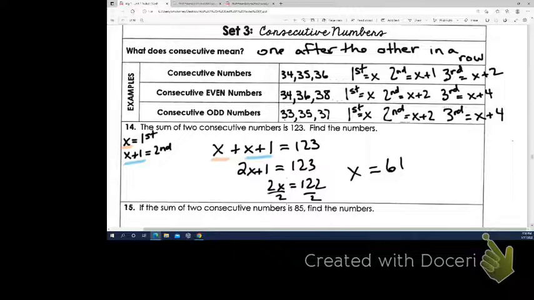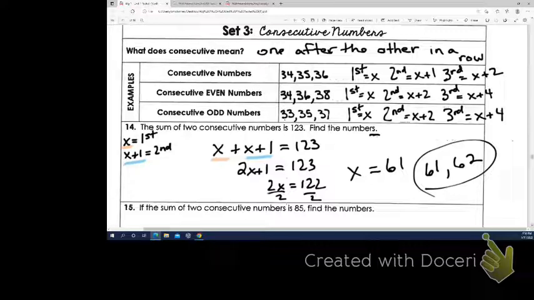But remember, this is again plural, find the numbers. These are consecutive, so this would be 61 and 62. Are they consecutive numbers? Yes, they are. Do they add up to 123? Yes, they do. All right.